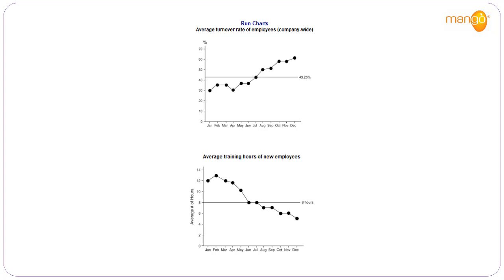Because as you can see there in the second run chart, the average training hours for a new employee started out as 12, and by the end of December, they were only getting 5 hours of training. So, these were the major causes that they felt that if they resolve that, then they could improve it. You're coming up with causes, and with those causes, you're actually backing those causes up with data.